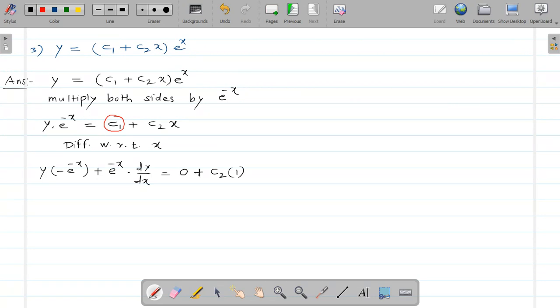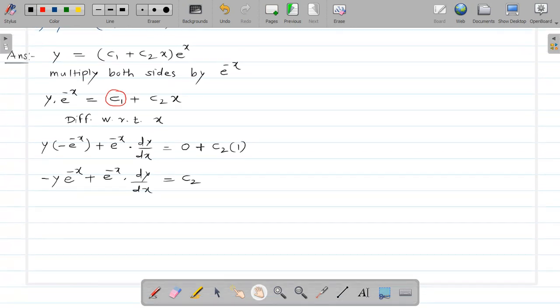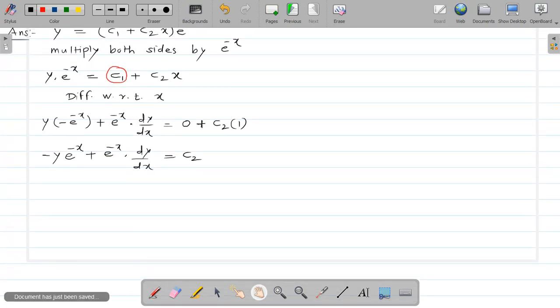Okay. Now after this step, just rewrite this step as minus y into e raised to minus x plus e raised to minus x into dy by dx is equal to c2 here. Now if you observe this step carefully, if you differentiate again with respect to x, then c2 will get cancelled. So after this step you have to differentiate both sides with respect to x.